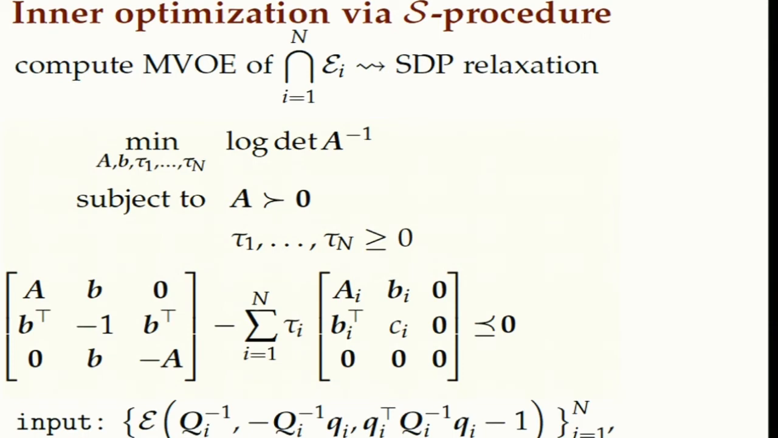I'm not going to go into details, so it's not very bad. It's actually one LMI for this. You take all these input ellipsoids. So the input data is that you give a bunch of input ellipsoids, they correspond to your parameterization, and what you get is one single ellipsoid, which will be the minimum volume outer ellipsoid of the intersection of this set of ellipsoids. This is the SDP relaxation.